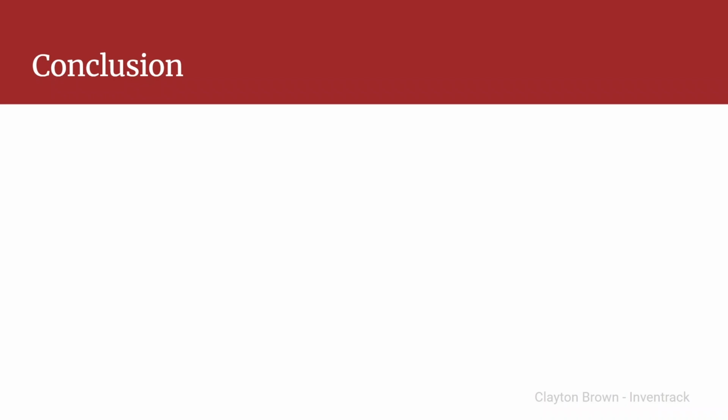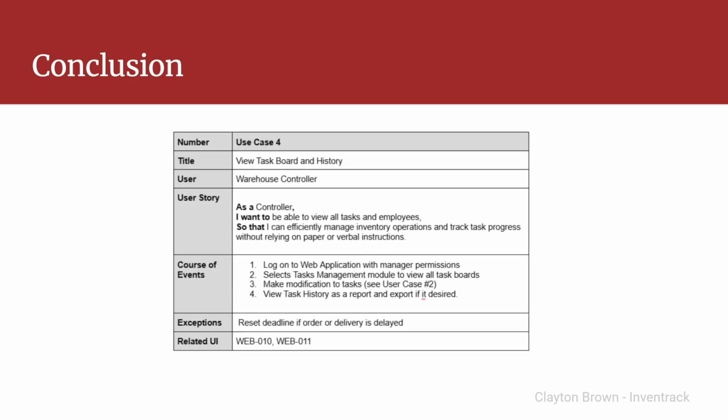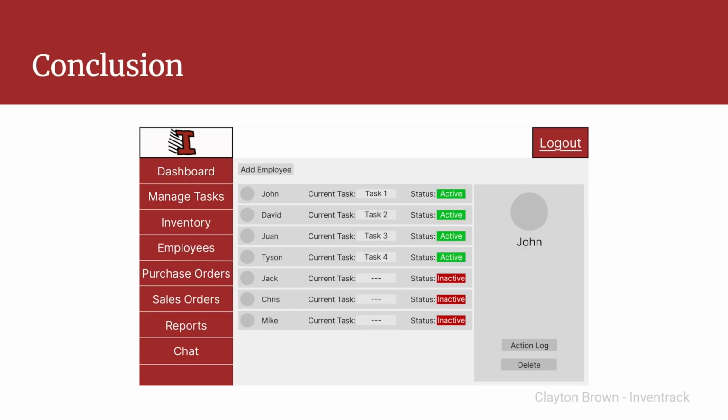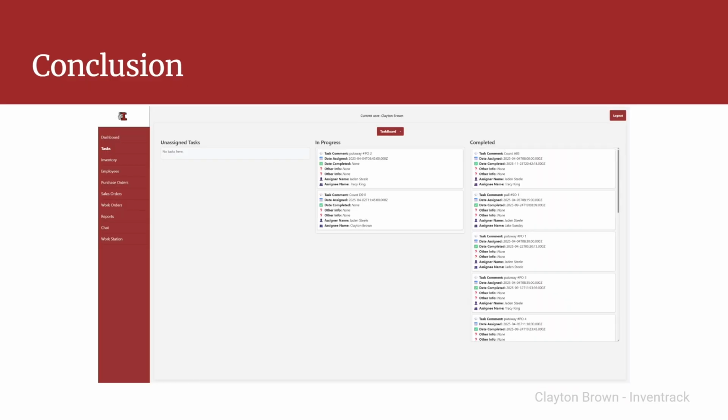For our conclusion, I wanted to talk about where we started and where we ended with our project. As you can see here, this is one of the use cases we had for our project. We wanted users to be able to view tasks, to have a task board to help view tasks and history of tasks. From there, we created a UI mockup for how we would want this to be displayed. While working with our team, we were then able to create the actual project using our components and publishing it onto our website.